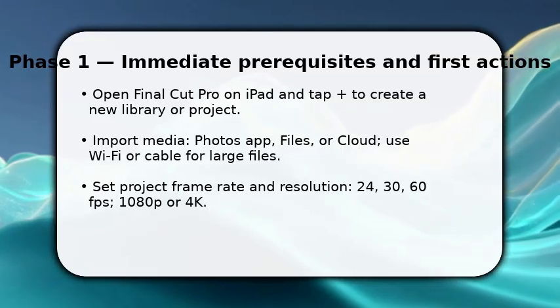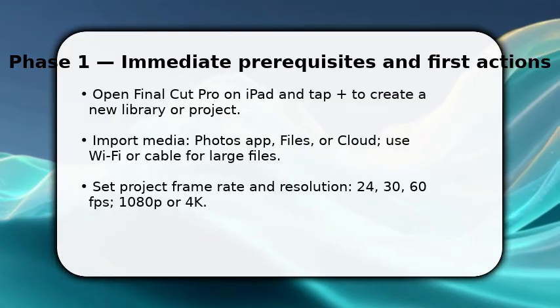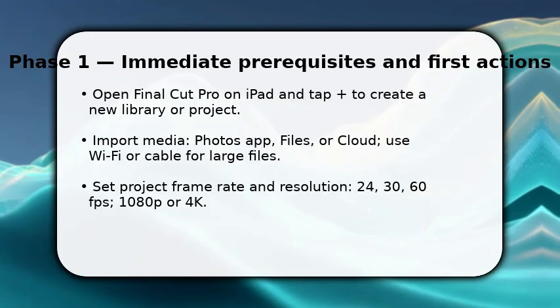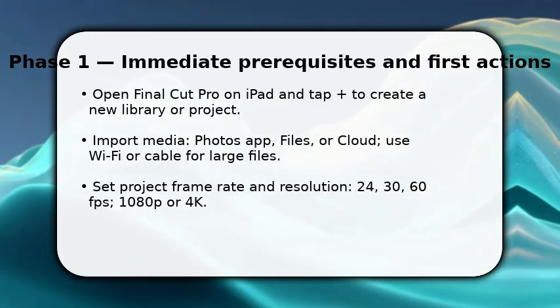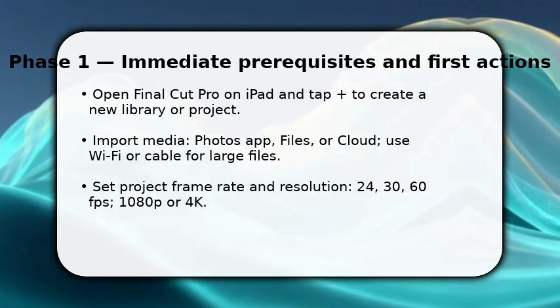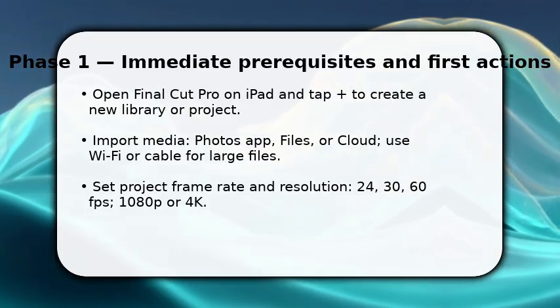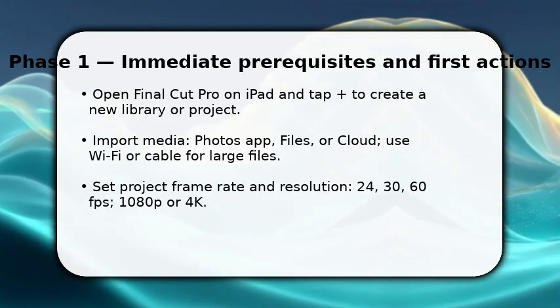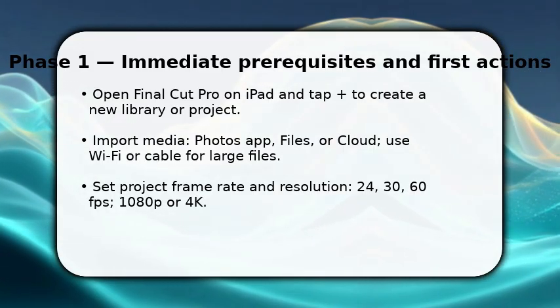You start by creating a library and a new project. This organizes everything. Tap plus, name the project, then import clips from photos or files. Use Wi-Fi for speed. Once imported, set frame rate and resolution. This affects playback and export size, so choose 24 or 30 FPS for cinematic or social formats respectively. Make sure clips are relinked if moved.